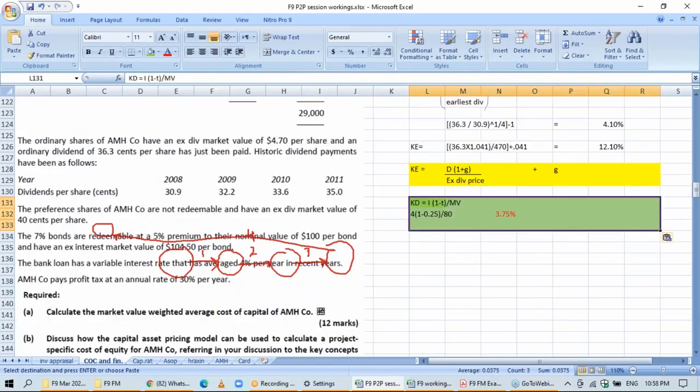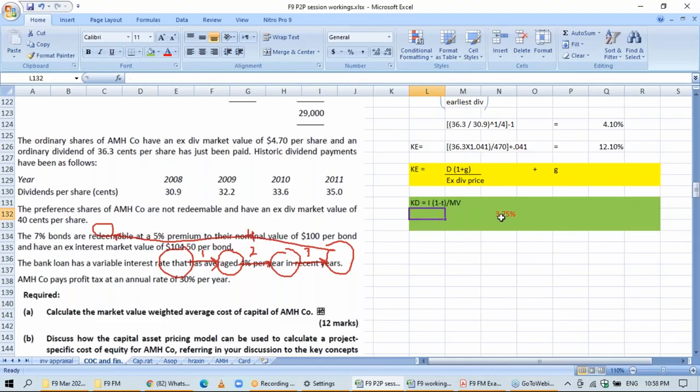So cost of preference shares, irredeemable as per the question. We'll use this formula to calculate the cost of preference shares. It is 4% preference shares, so 0.04 is the interest. It's a $1 preference share, so 4% of $1 will make 0.04 interest, right?